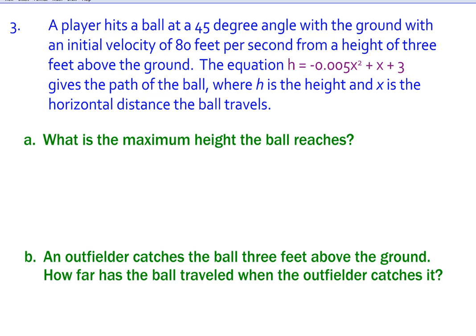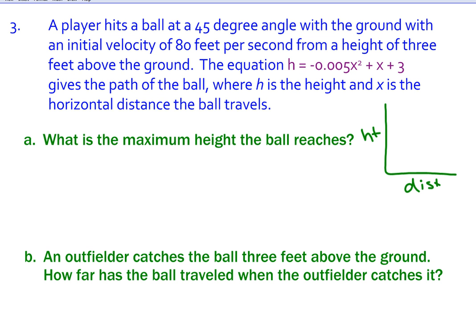A player hits a ball at a 45-degree angle with the ground with an initial velocity of 80 feet per second from a height of 3 feet above the ground. The equation is represented there. It gives the path of the ball, where h is the height and x is the horizontal distance the ball travels. So height and distance. This is my distance. This would be height.